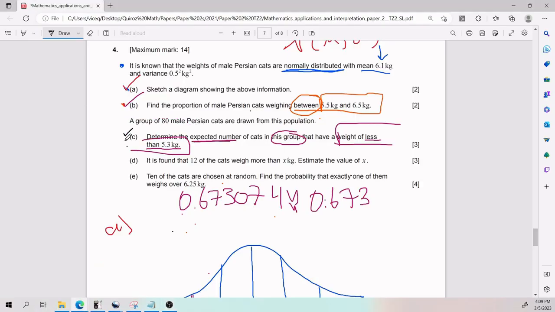All right, so now for part D, we have that it is found that 12 of the cats weigh more than X kilograms, and we need to estimate the value of X. Now, which 12 cats? Well, the 12 cats from the group of 80. So we're still talking about expected number, I see.